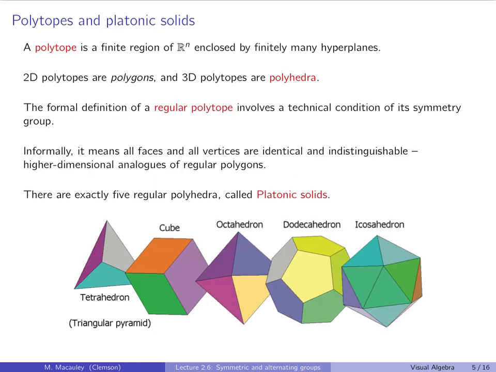What do I mean by regular? Well, the formal definition of a regular polytope involves the technical condition of its symmetry group that I will not give you. But informally, it means that all faces and all vertices are identical and indistinguishable. These are higher dimensional analogs of regular polygons. There are exactly 5 regular polyhedra, that is three-dimensional polytopes, and these are called the Platonic solids. You've probably seen these. There's the tetrahedron, or the triangular pyramid. There's the cube, the octahedron, which is its dual, the dodecahedron, and its dual, the icosahedron.